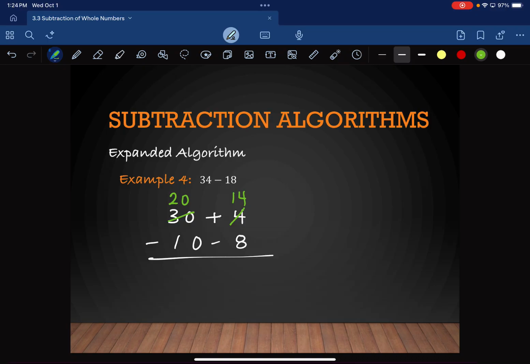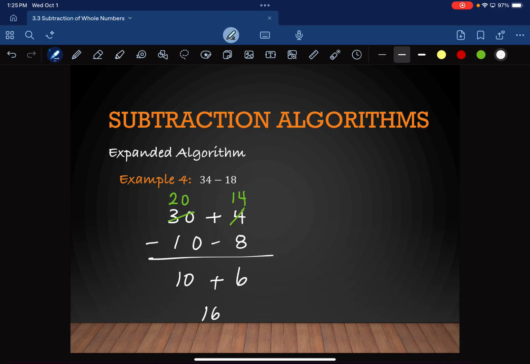14 minus 8 would be our 6. And then 20 minus 10 would be our 10. And our answer would be 16. It's an expanded algorithm where we can really see how this is working. But not with objects, right? Still more abstract because it's numbers.